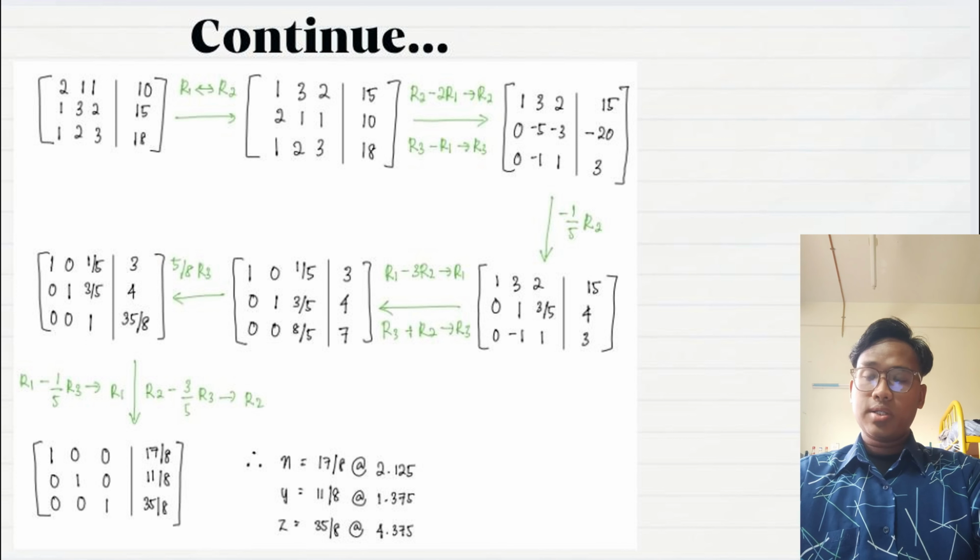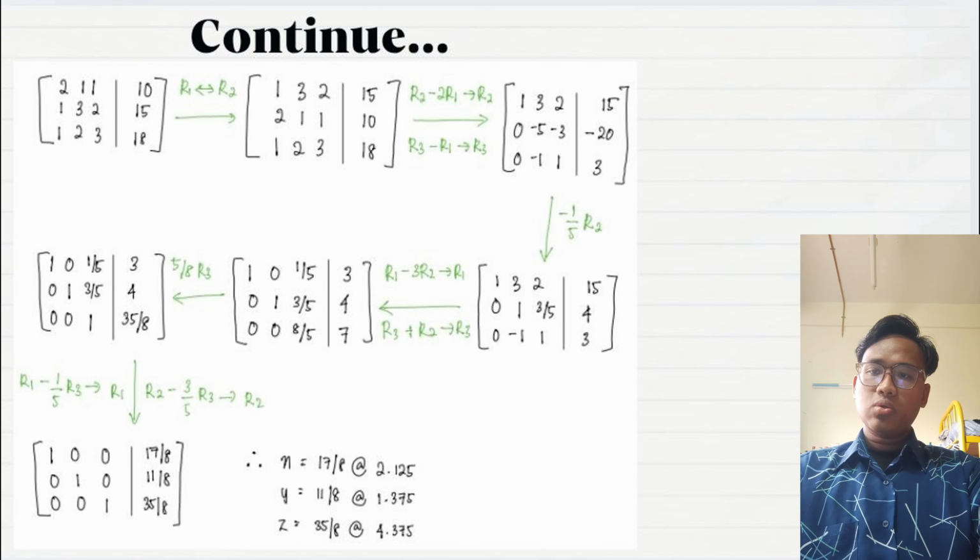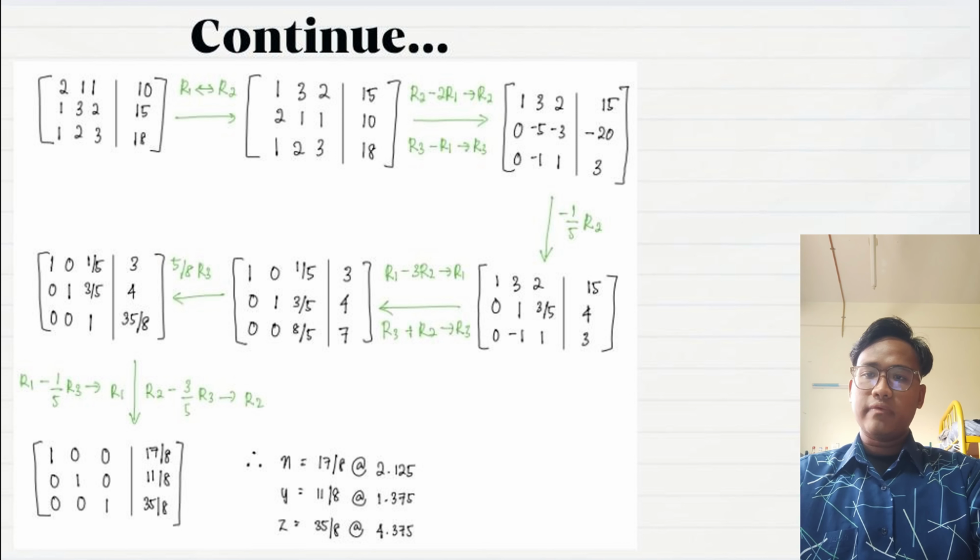Row 1 is 1, 0, 0, 17 over 8. Row 2, 0, 1, 0, 11 over 8. And row 3, 0, 0, 1, 35 over 8. That is for row 3. And we can conclude that the answer for the equations is x equals 17 over 8, y equals 11 over 8, z equals 35 over 8.